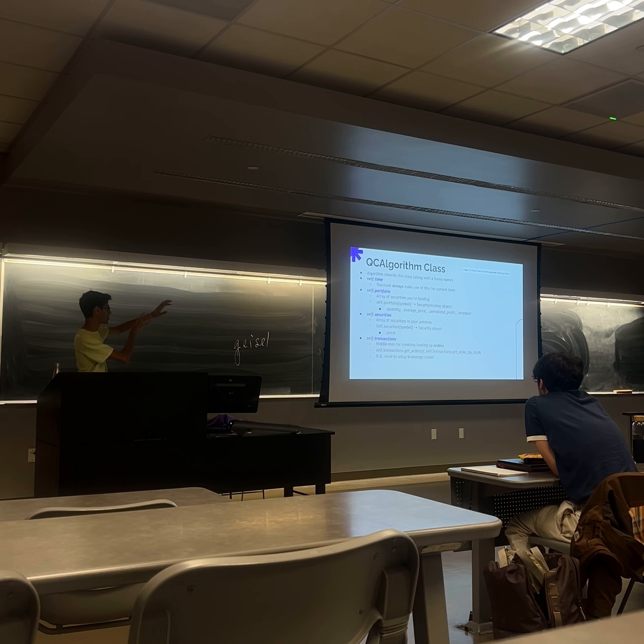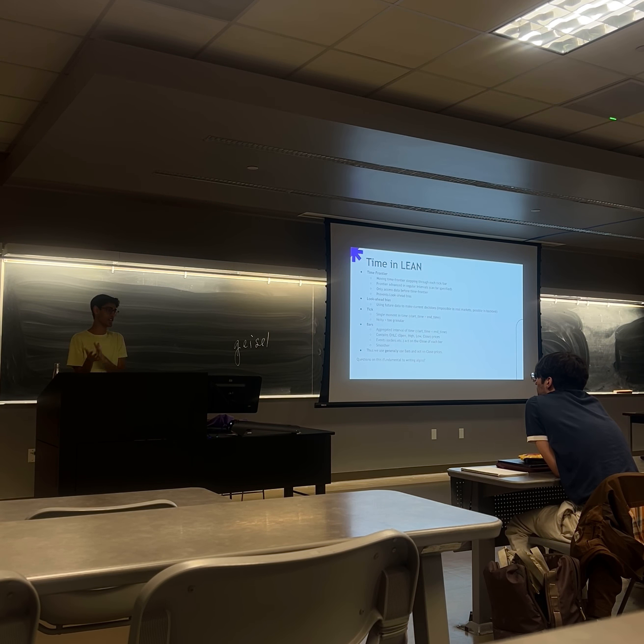So in short, your QC algorithm is simply an encapsulation of your entire algorithm, and I want you guys to view it as a state machine, right? And talking about state machines, time in the Lean engine works like a change in state to your QC algorithm, right? And the way it works is by using something called a time frontier. I have a diagram which will make it clear.